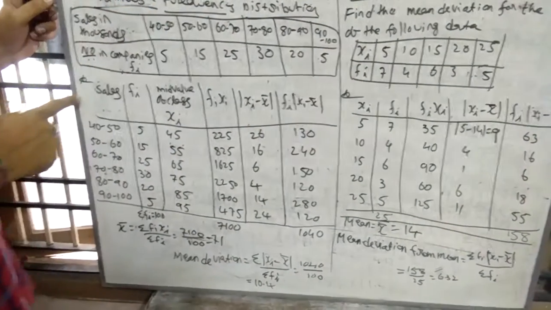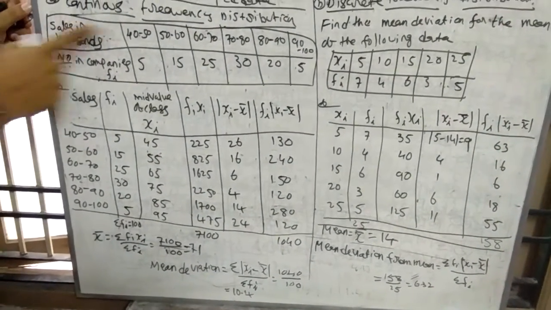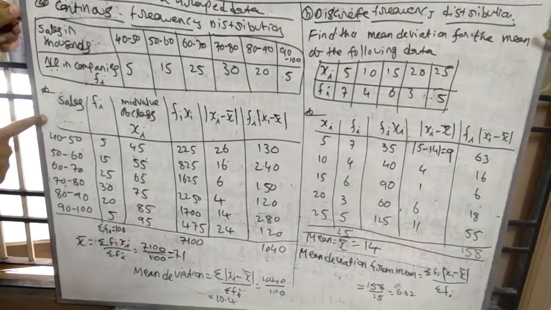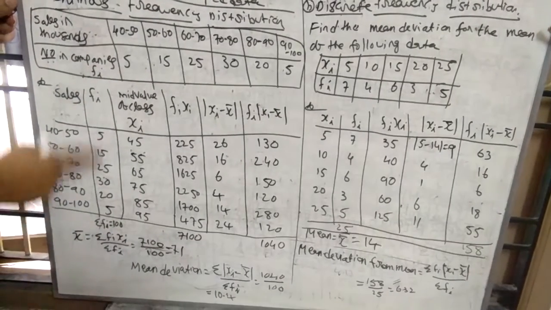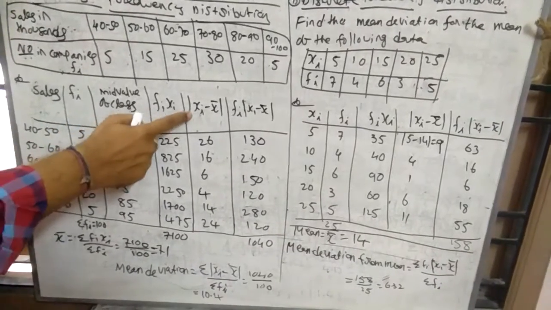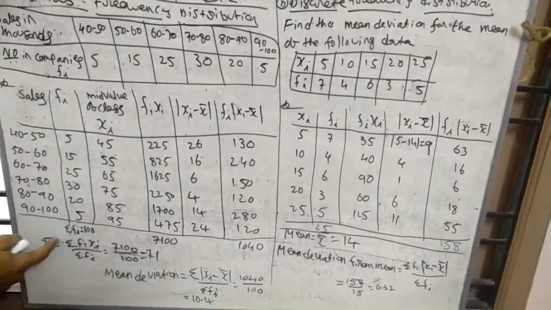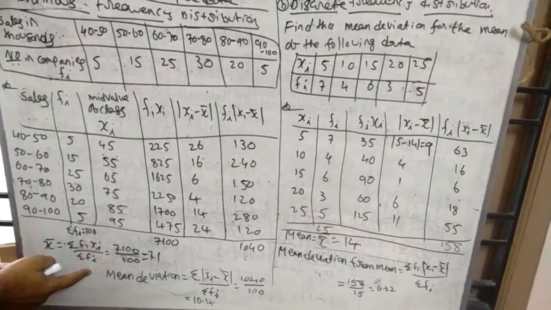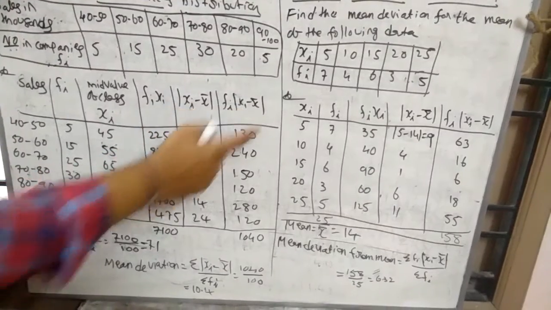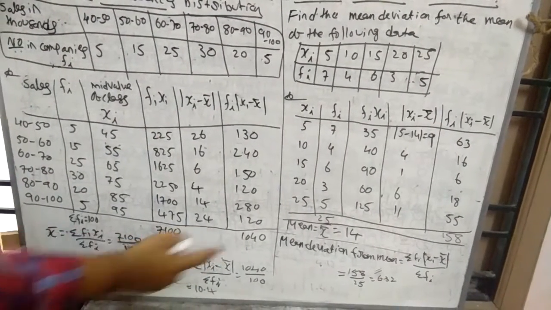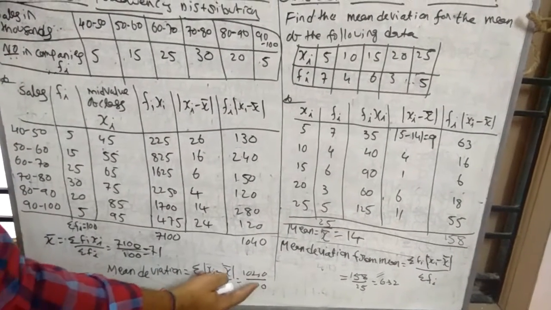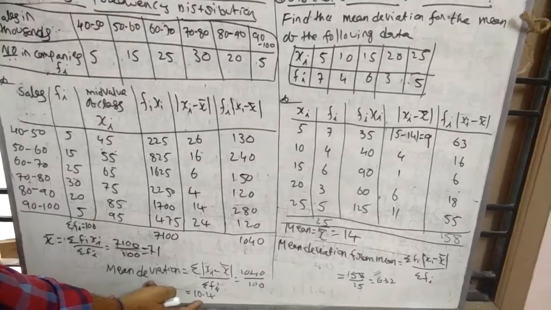And continuous frequency distribution, for this one the example is sales in thousands and number of companies. This number of companies we consider as fi. Now for the answer, sales, fi, and mid values of this class interval are considered as xi, fi xi, modulus of xi minus x bar. X bar means here mean. Summation fi xi by summation of fi, that is 7100 by 100, that is 71, and summation of fi into modulus of xi minus x bar is 1040. So mean deviation is equal to summation of fi modulus of xi minus x bar by summation of fi, 1040 by 100 is equal to 10.4.